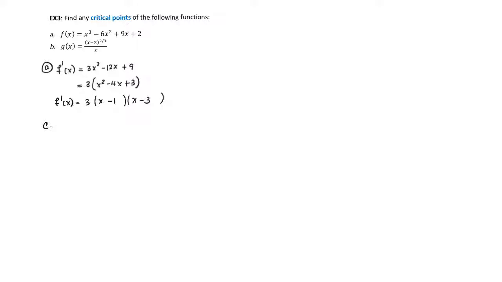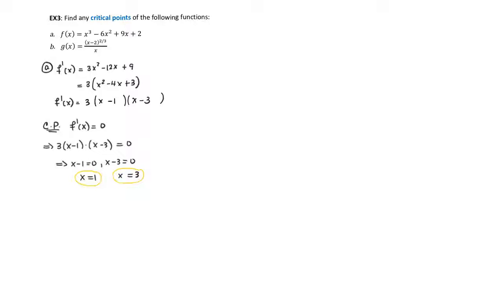To find critical points, I am going to be using CP for critical points. I have to see where f prime of x equals 0, if at all. In other words, 3 times x minus 1 times x minus 3, when will this be equal to 0? Then I just solve that equation. That implies that x minus 1 is equal to 0, or x minus 3 is equal to 0. In other words, x is equal to 1 and x is equal to 3. So far, we have found two critical points.